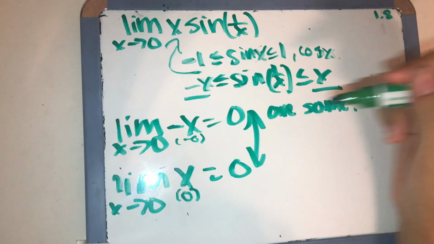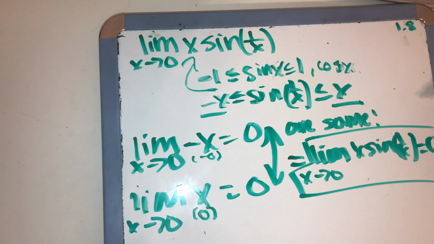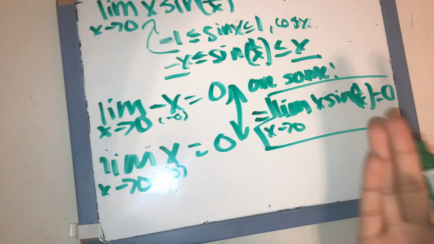So the last step is to include everything that you just did as a summary. The limit of -x is 0, the limit of x is 0, and then the limit of x sine of 1 over x is equal to 0. And now this is your actual answer. This is where the squeeze theorem happens, and that's how you solve it.